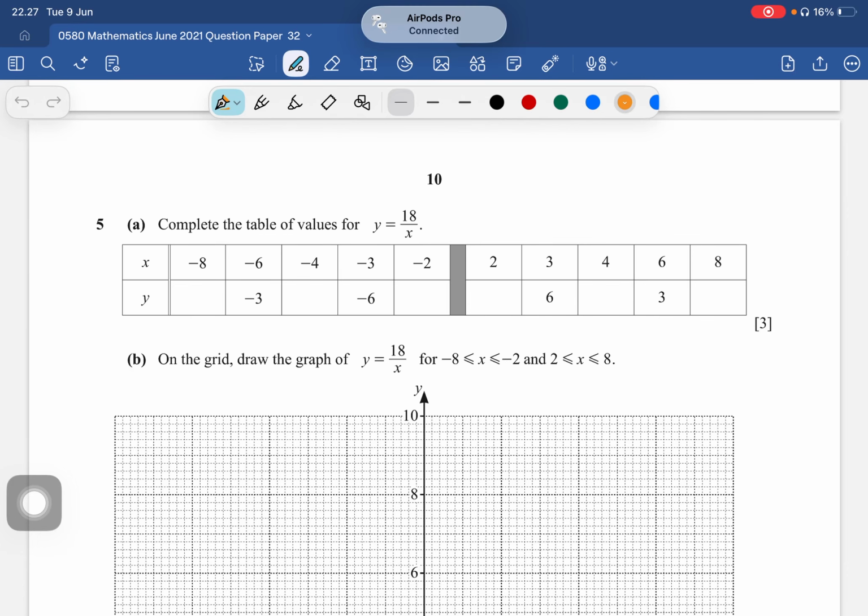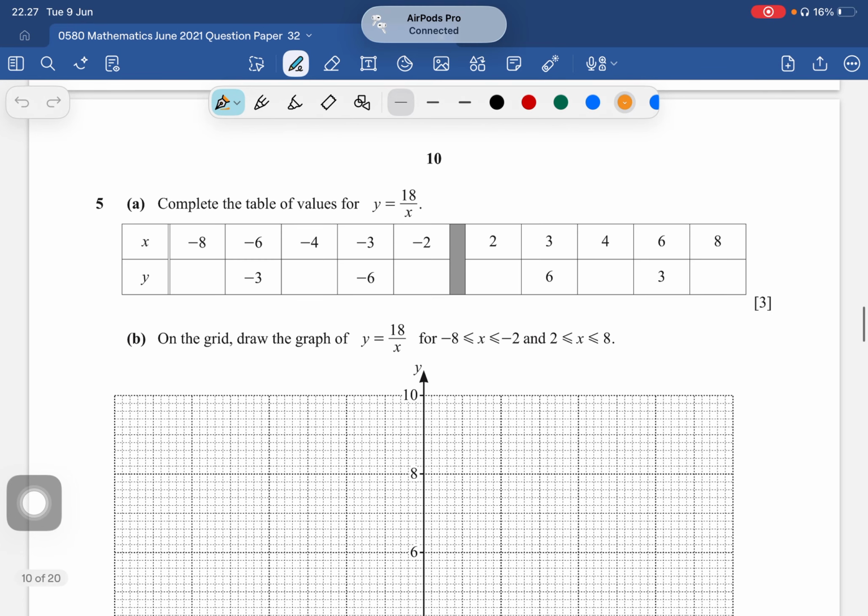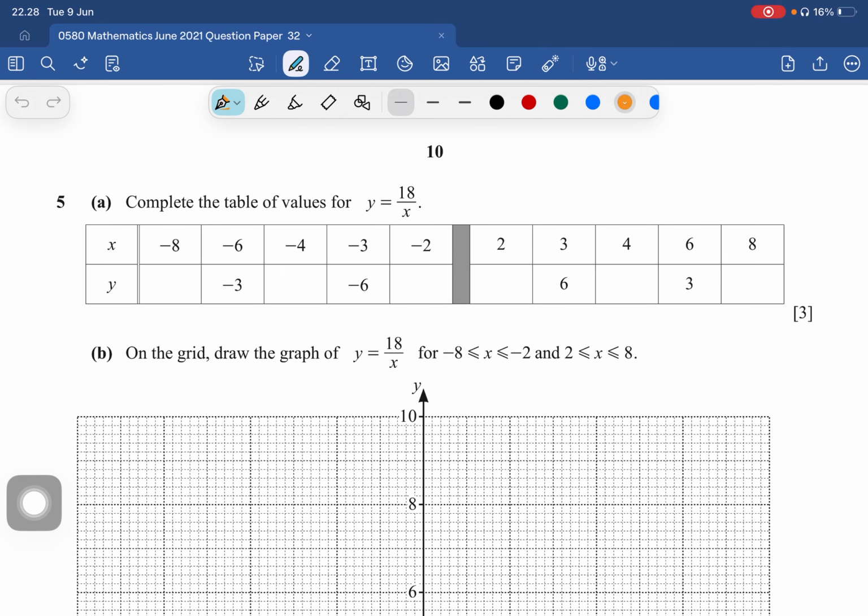Hi, in this video, I'm going to solve the class paper for June series 2021. So we need to complete the table of values for y equals 18 over x. For each value of x, we just need to substitute it. First, we divide 18 by negative 8 as the value of x.